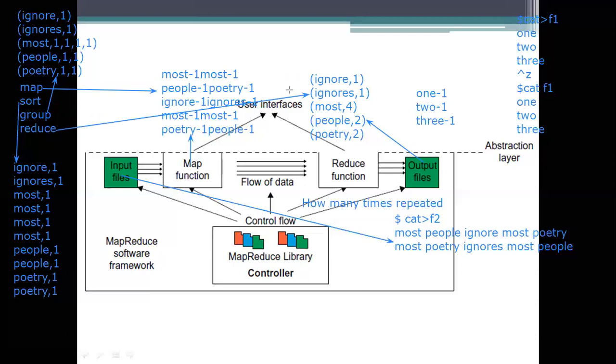So how will I know the word count? We need to perform these steps: mapping, then sorting, and then grouping. Grouping means simply collecting all the elements which have been repeated. And at the last, with the reduce function, we do the summation of the values. So this is the example representation we are using here.